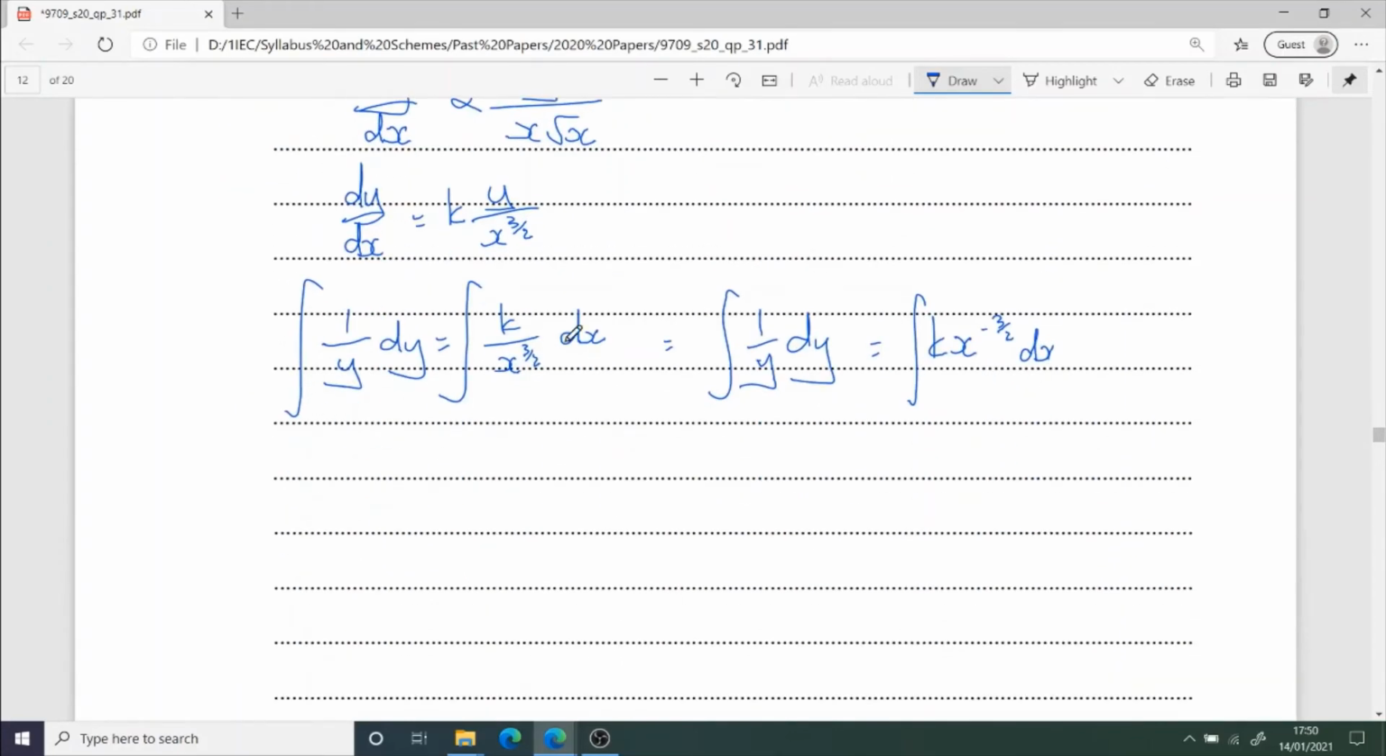Now let's integrate both sides. The left hand side we have ln y is equal to, and now let's increase the power of this by 1, that's negative a half. Divide by that new power, so dividing by negative a half is the same as multiplying by negative 2. So we get minus 2kx to the minus a half plus c.